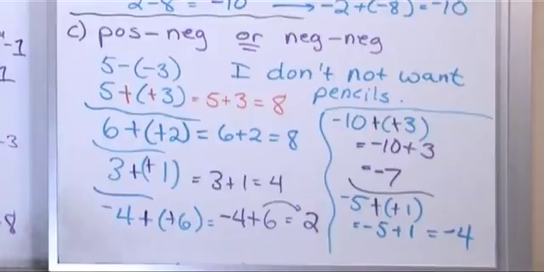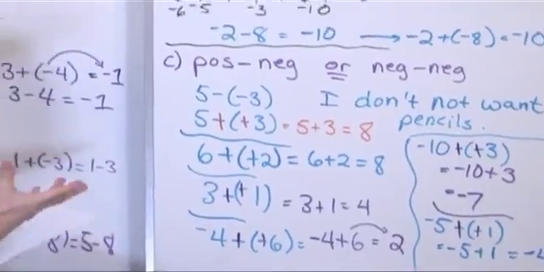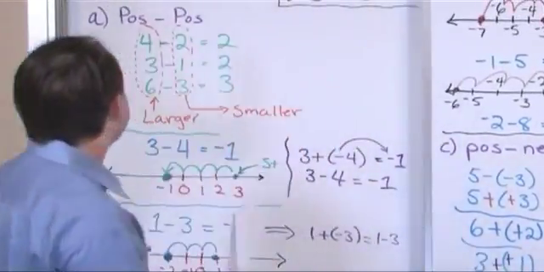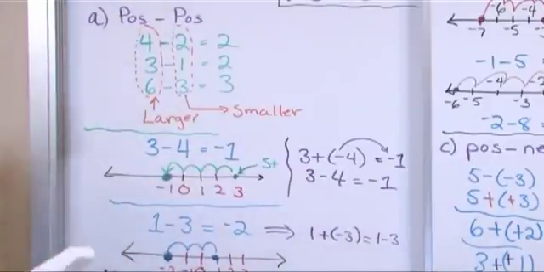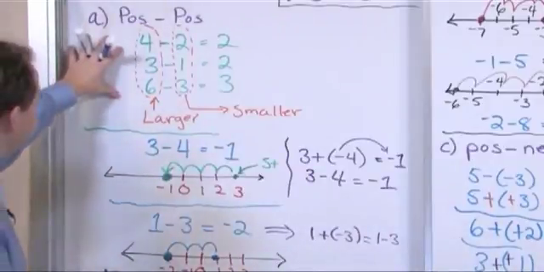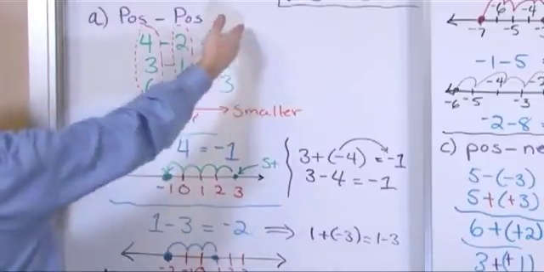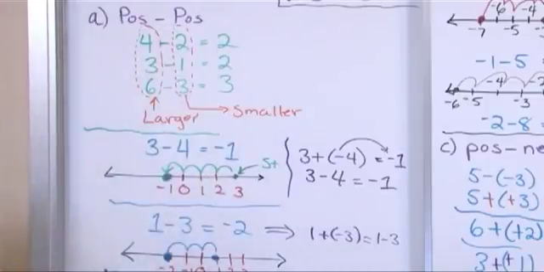If you want to talk about cars, I don't not want a car means I want a car. So that's basically what that amounts to. So let's briefly look over this stuff, and then we'll work a bunch of problems. Positive minus positive. First grade math. If the first number is bigger, you just subtract them, just like you normally do, and you get a positive number for the answer.